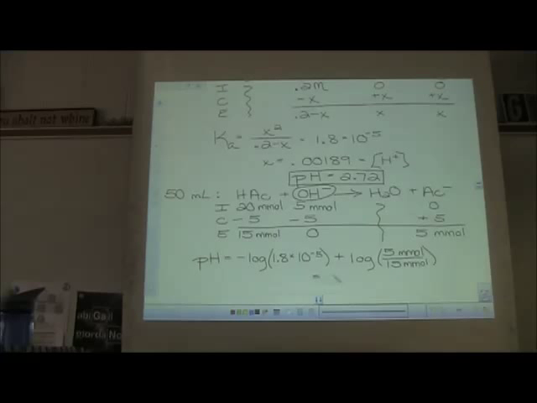Calculate it out. This is what we get. And I want you to look at that number we just got and compare it to our first one. Why is the pH going up? Because we're adding base. It should be going up.